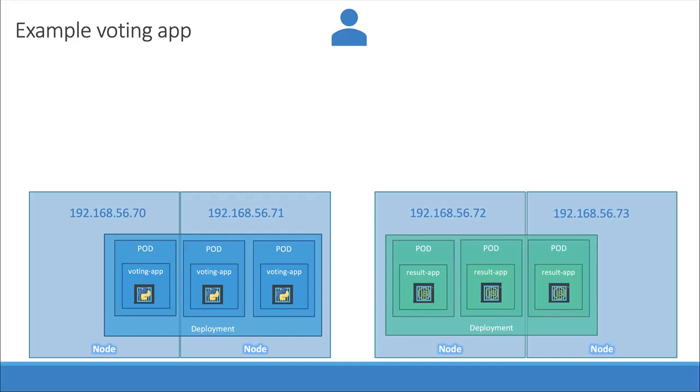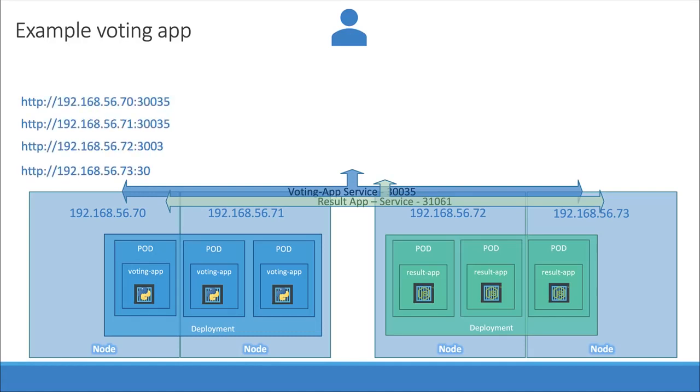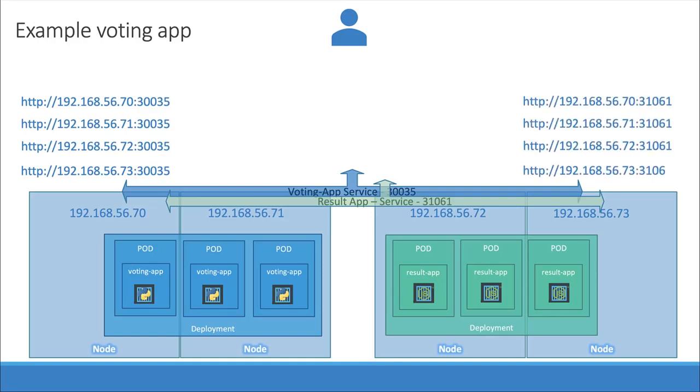Now, the services with type NodePort help in receiving traffic on the ports on the nodes and routing the traffic to the respective pods. But what URL would you give your end users to access the applications? You could access any of these two applications using the IP of any of the nodes and the high port the service is exposed on. So that would be 4 IP and port combinations for the voting app and 4 IP and port combinations for the result app.